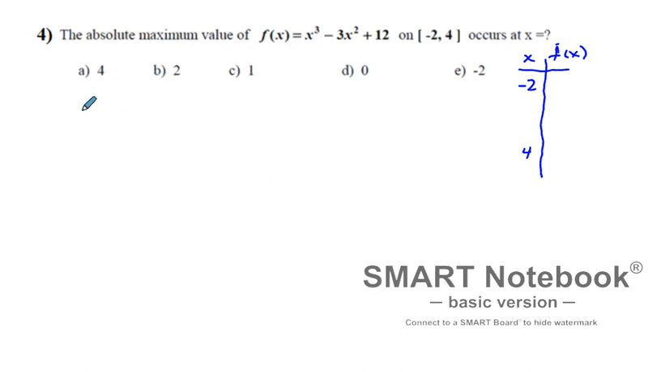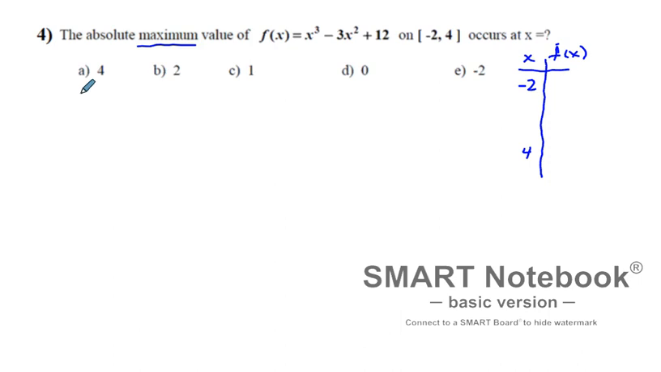Because of these answer choices, we could actually enter all of these if we want to, right? See which one gave us the highest value. We would know that would be our answer. But I just want to go ahead and work out the calculus on this.